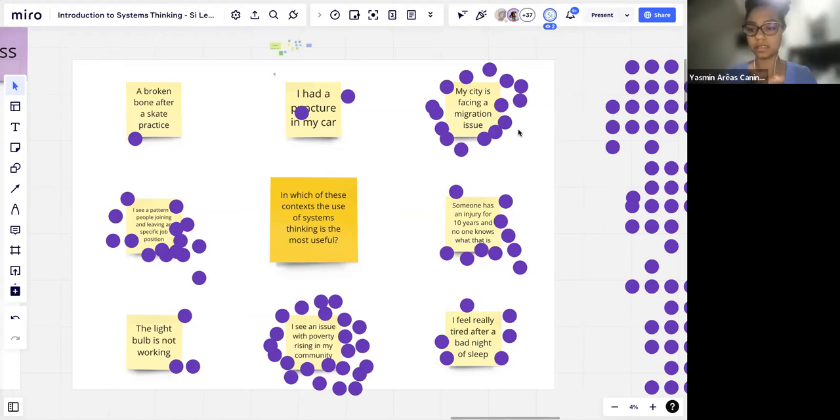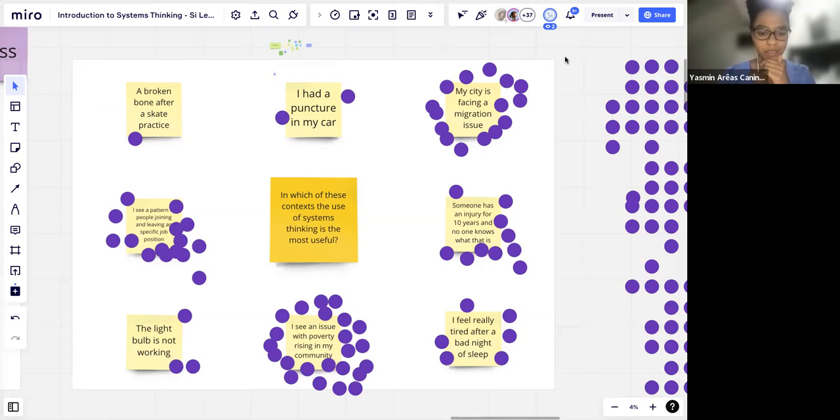Great, yes. As you said, instead of just looking at one specific thing, you see here a pattern of people joining and leaving. So maybe there are a lot of things going on for this pattern to be occurring.